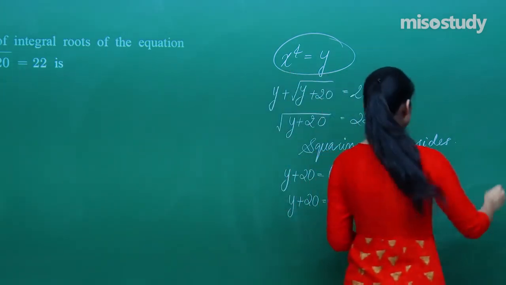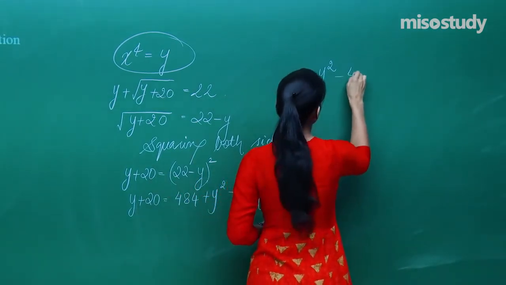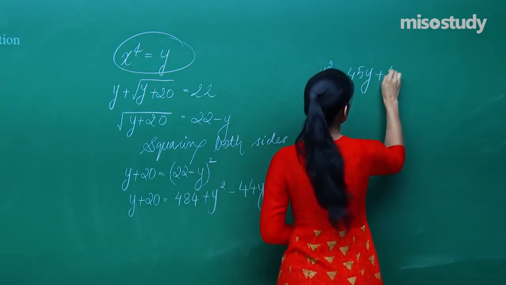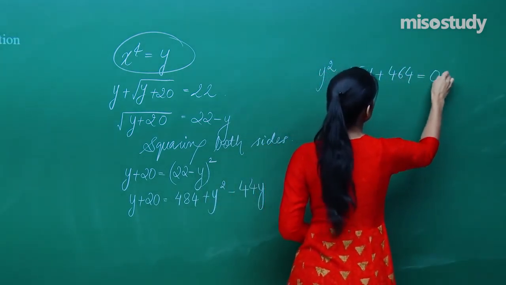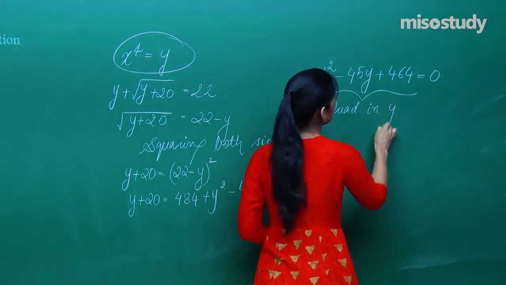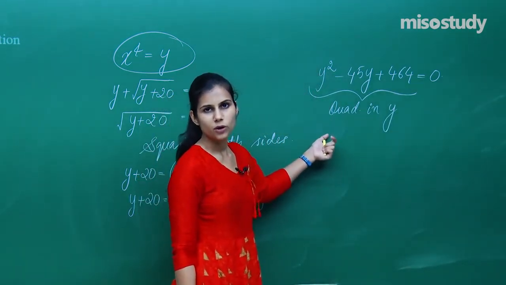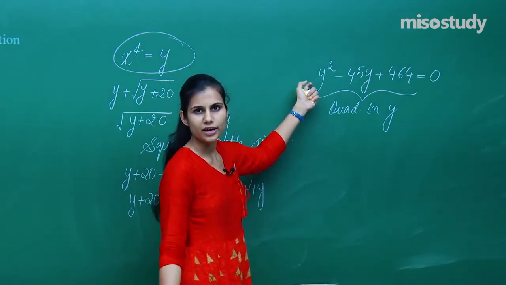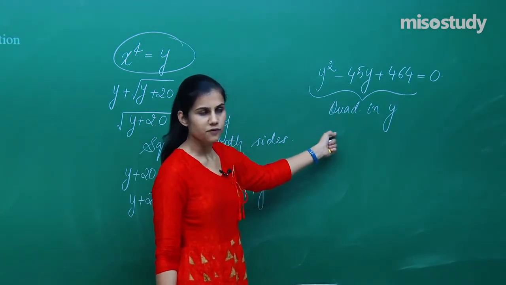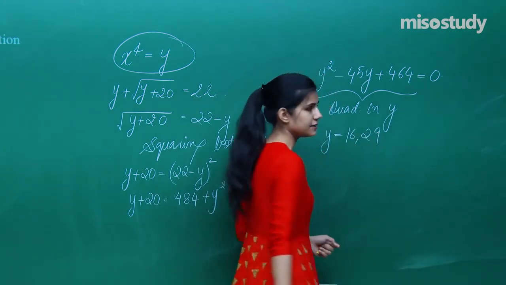So now you are left with y square minus 44y minus y, which is minus 45y, plus 484 minus 20, which is 464, equals 0. This is nothing but a quadratic equation in y. Very easily, trust me, you can apply the quadratic formula, which is x equals, here it will be y because it is quadratic in y, minus b plus minus root over b square minus 4ac upon twice of a. That is going to give you y as 16 and 29.